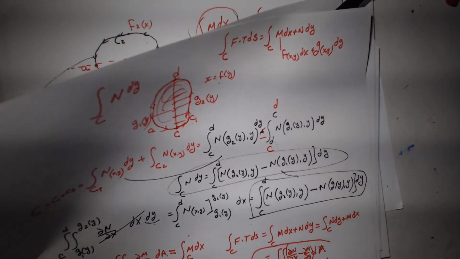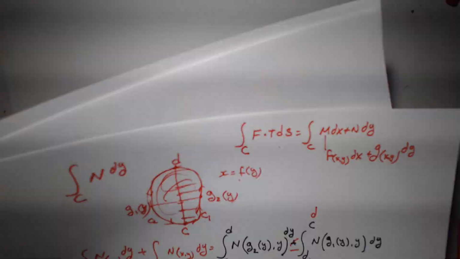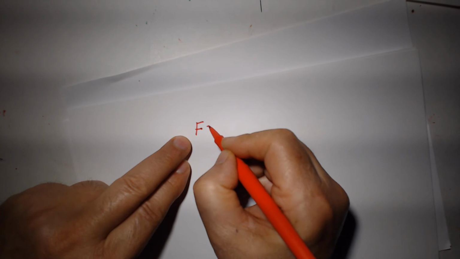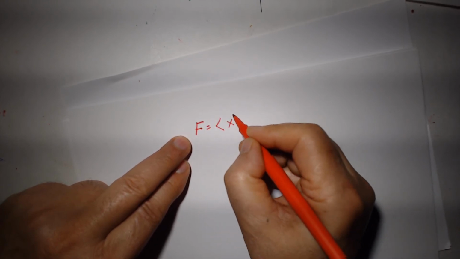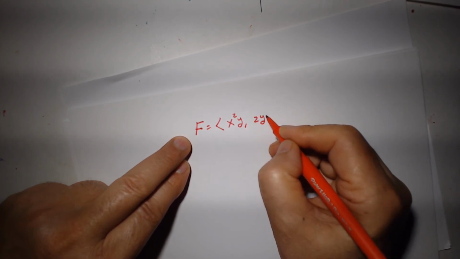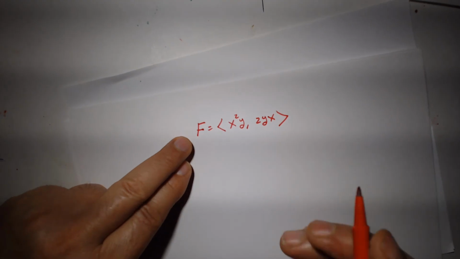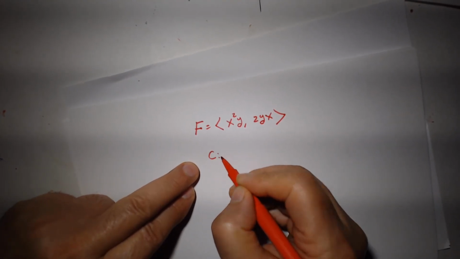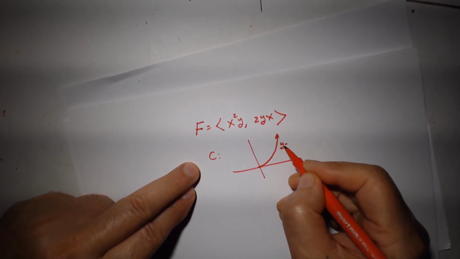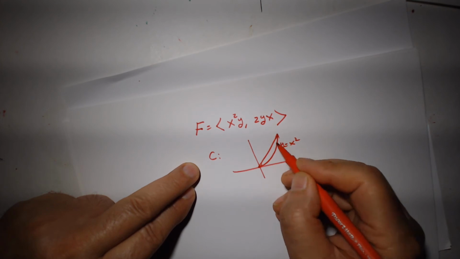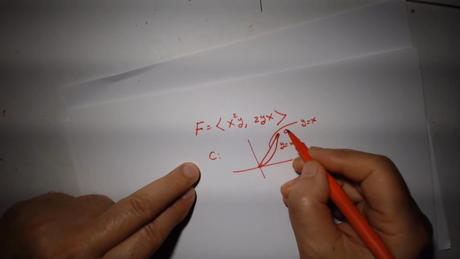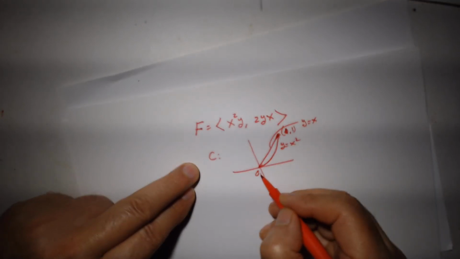Then somebody said, I need help, Ganji. I have a vector field. That vector field is x squared y and 2yx. I just made it up. But my path is this path: y equal to x squared and y equal to x. They do have points of intersection at (1, 1) and (0, 0).